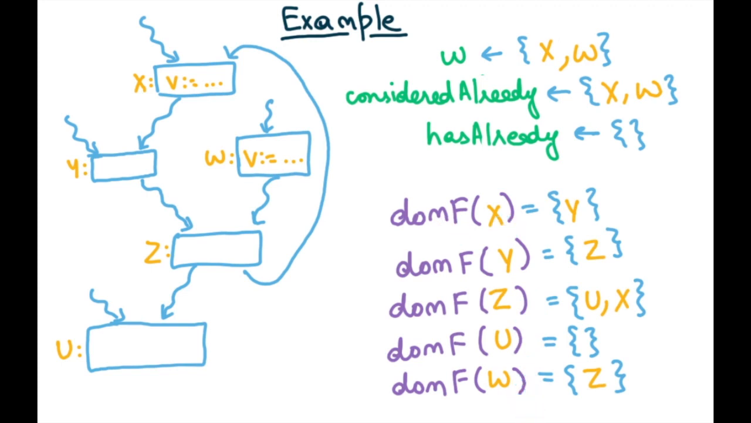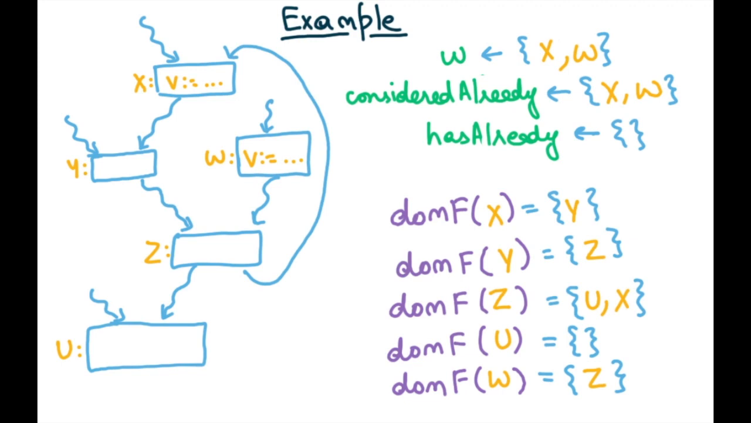For example, dominance frontier of x is y because there's another incoming edge to y. Dominance frontier of y is z because there's another path coming to z from somewhere. Dominance frontier of z is u and x because there's a back edge going out from z. So dominance frontier of z includes x and also includes u. Dominance frontier of u is empty because probably it's just going to exit. And dominance frontier of w is z.